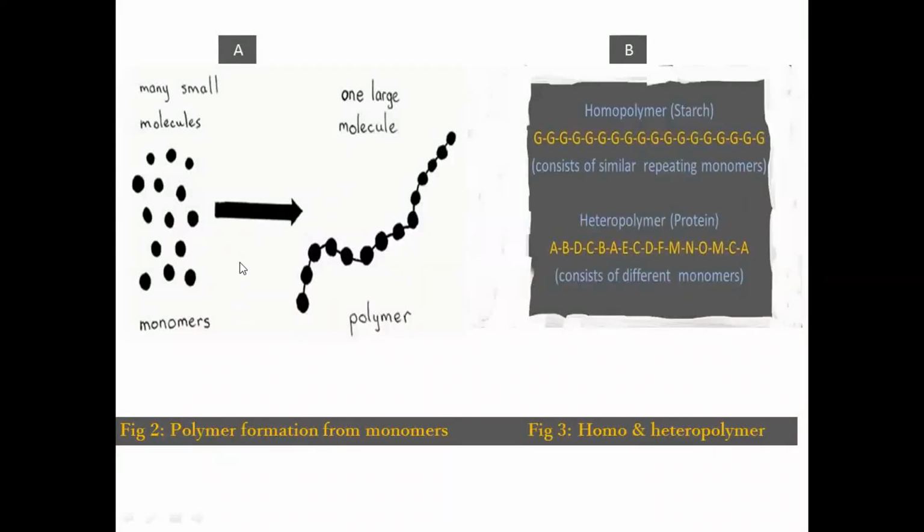These figures show the monomer and polymer, also homopolymer and heteropolymer. Figure 2 shows polymer formation from monomers. Here we can see many small molecules. These ball like small molecules are known as monomers, and they all combine with one another to form one large molecule known as a polymer.